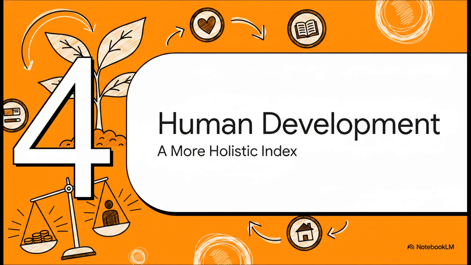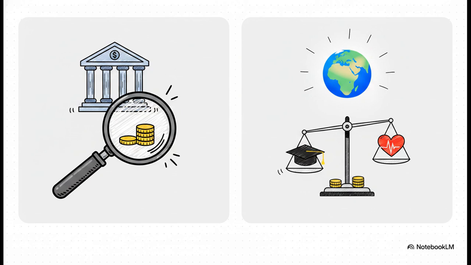Because income is clearly failing us as a standalone measure, we desperately need a better yardstick. We really have to shift our perspective here. While the World Bank focuses purely on your wallet using per capita income, the United Nations Development Program, or UNDP, takes a completely different approach with their Human Development Report. They look at your actual quality of life.